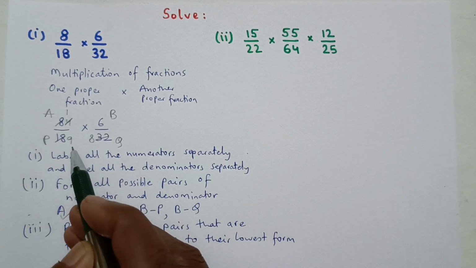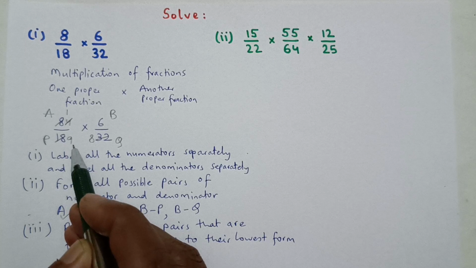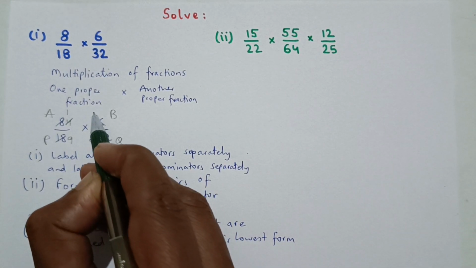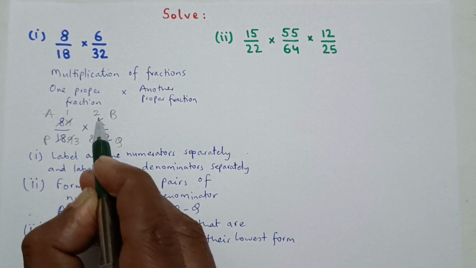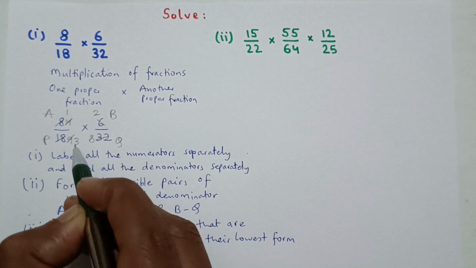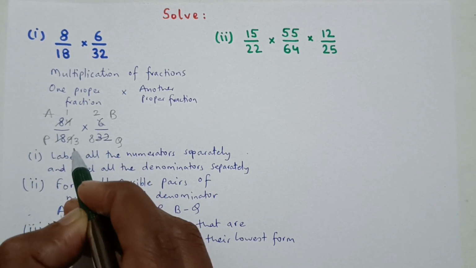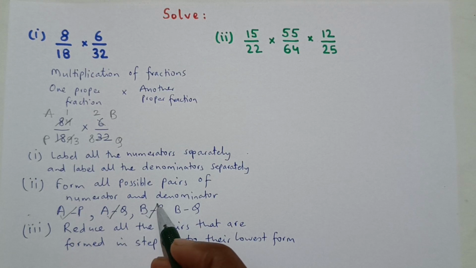Both 6 and 9 are divisible by 3. So I will divide both 6 and 9 by 3. 6 divided by 3 is 2. 9 divided by 3 is 3. So 2 by 3, and now you cannot reduce it any further. So BP in its lowest form is 2 by 3. So we have reduced BP also to its lowest form.